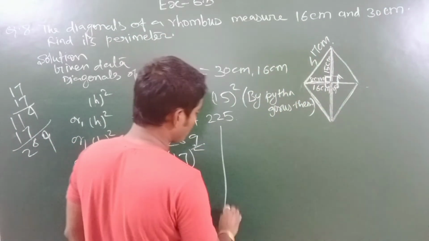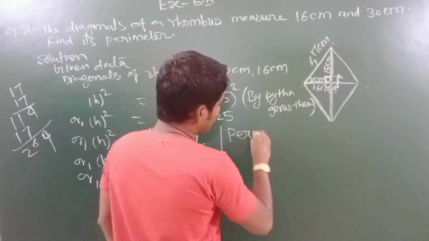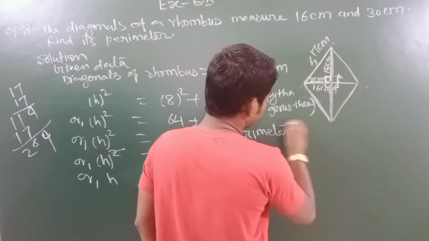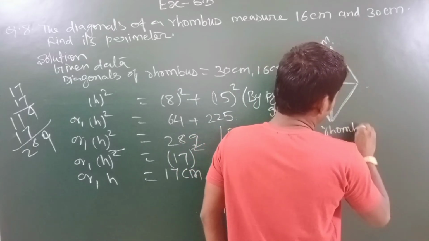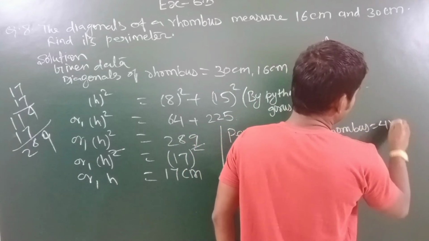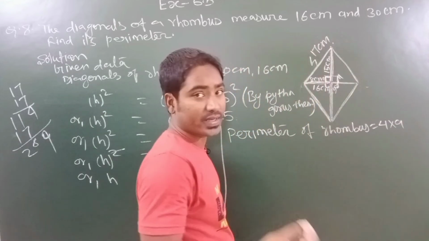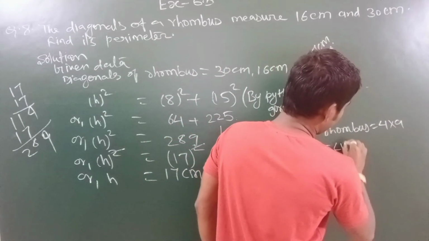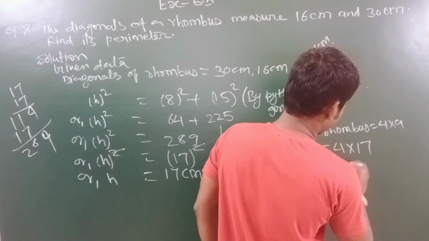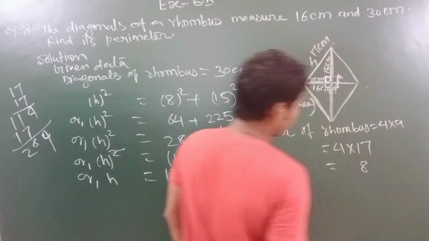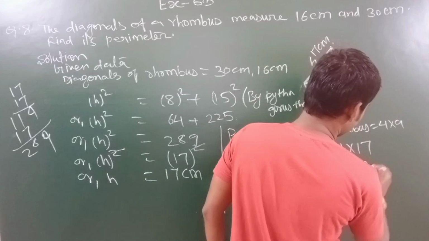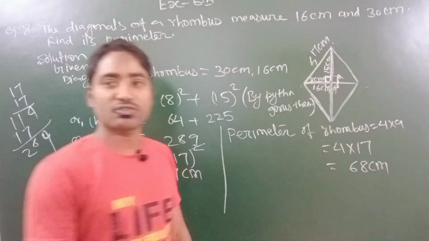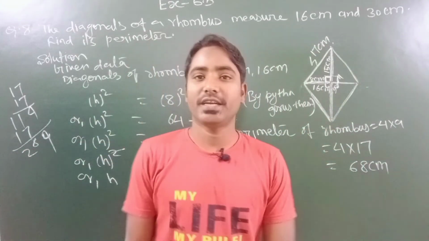So here I am going to find the perimeter. The perimeter of the rhombus is equal to 4 into a, or you can say one side. So here 4 into 17: 4 sevens are 28, 4 ones are 4 plus 2 is 6. So what will be the perimeter, students? The perimeter will be 68 centimeters.